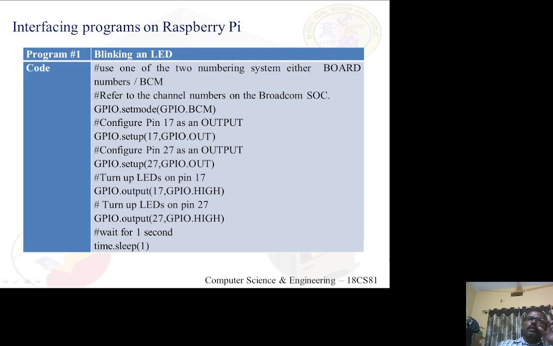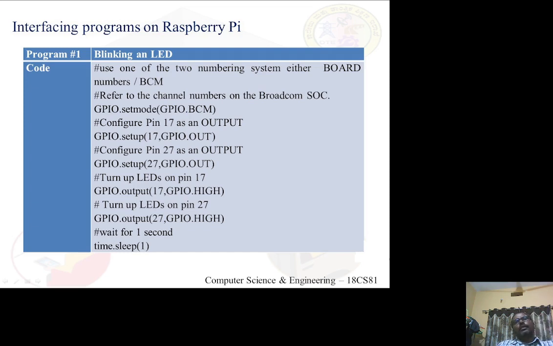And next, what I've done, pin number 17 and pin number 27 I configured as output pins. For example, the statement GPIO.setup(17, GPIO.OUT) configures pin 17 as an output pin. Similarly, GPIO.setup(27, GPIO.OUT) configures pin 27 as an output pin.